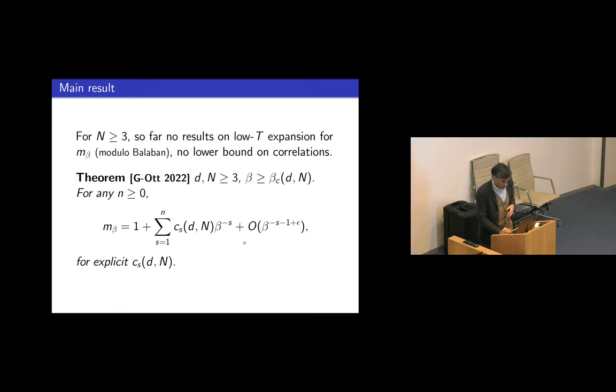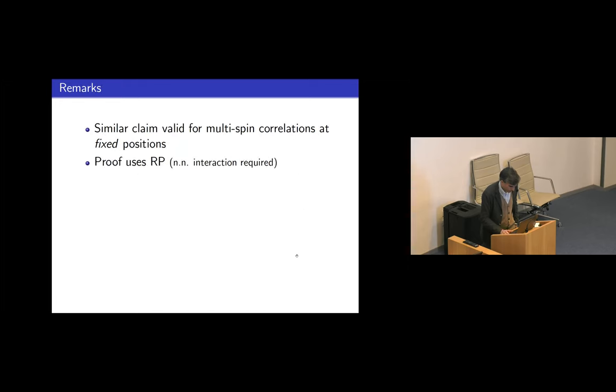Okay, a similar claim is valid for any multi-point spin-spin correlation at fixed position. So if you fix the position, you can repeat the argument, but this method will give you a remainder that is independent of the position of the spin. So if you want to compute, for instance, the truncated two-point function, you get for any n explicit coefficients that will decay with the right behavior, plus a remainder that is independent of position. So it will tell you nothing about asymptotic decay of correlations, unfortunately.